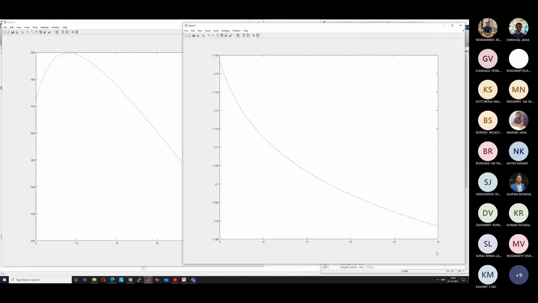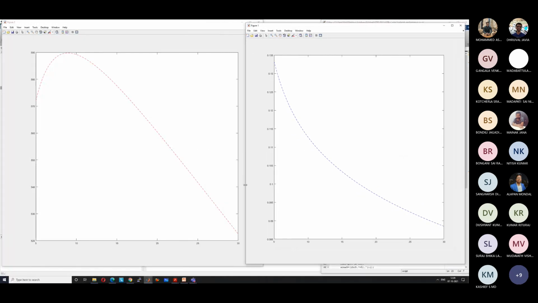So these two graphs, if we compare, the x-axis is the same. The x-axis is the compressor pressure ratio going from 5 to 30. One is showing the thrust specific fuel consumption on the right hand side, and the left hand side is showing the specific thrust. So based on this, we can plot the thrust specific fuel consumption versus specific thrust.